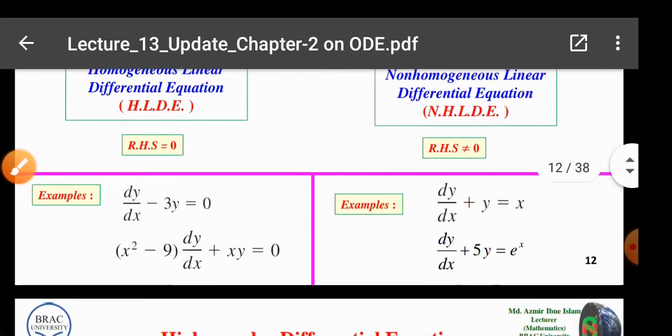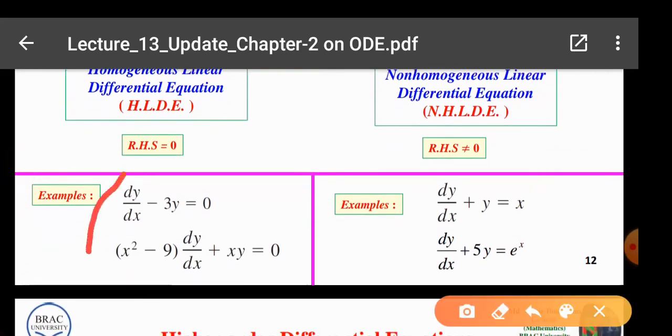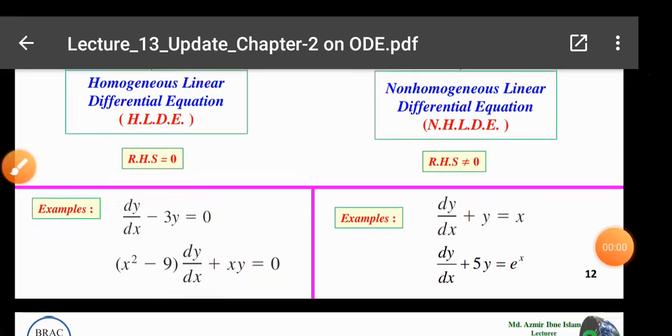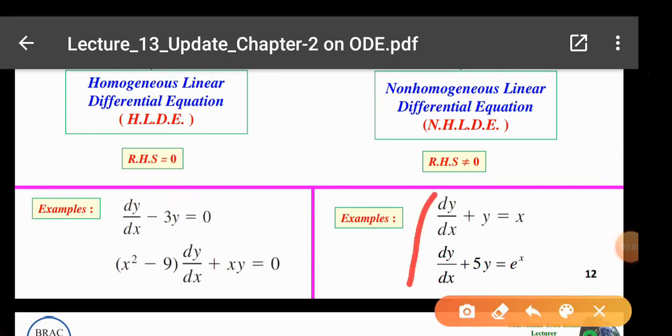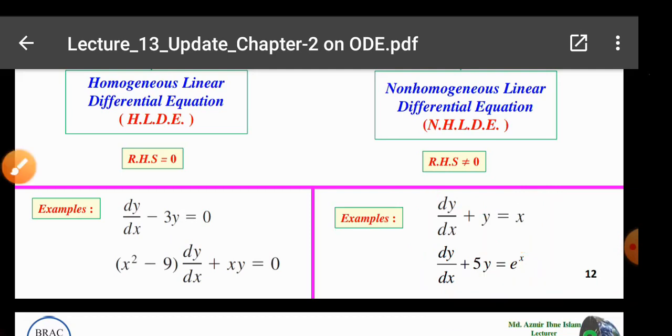You can see some examples are given here. In the first two examples, the right sides are 0. So these two differential equations can be called homogeneous linear differential equations. Whereas, think about these two examples. Here on the right sides you can see you have a function of x. So these two differential equations are called non-homogeneous linear differential equations.